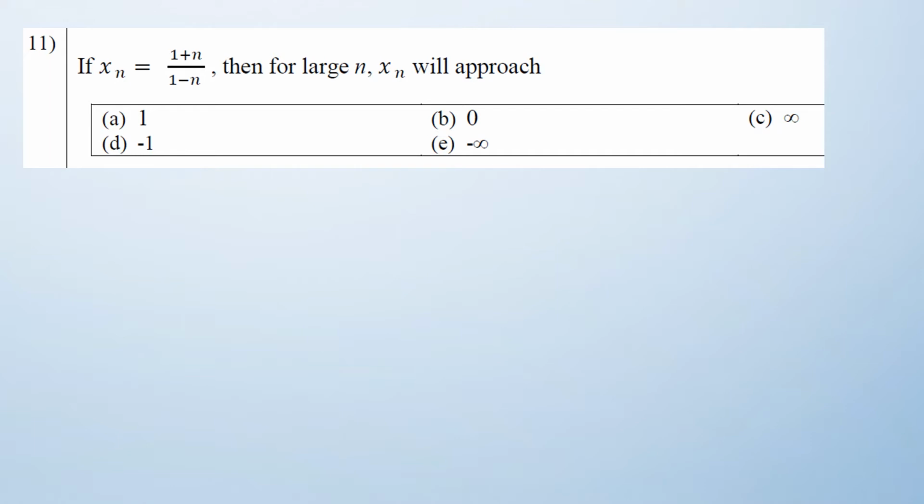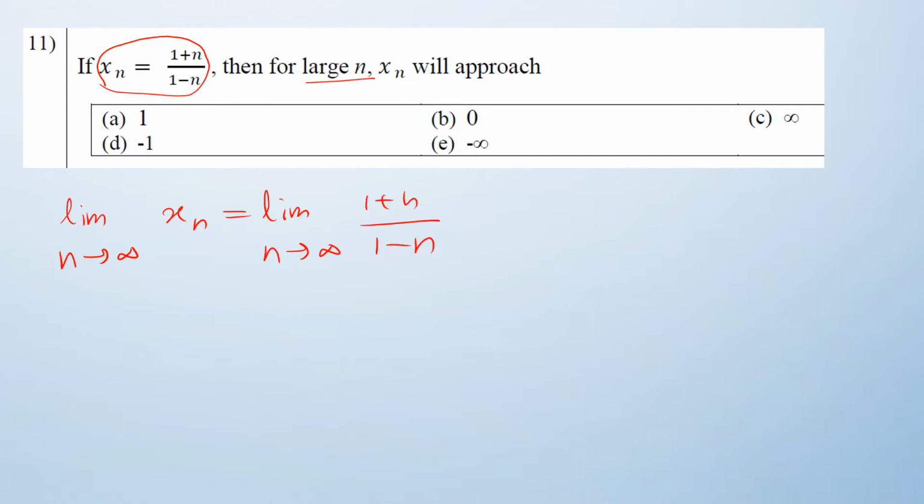Question number 11. Here we have to consider the limit of this when n goes to infinity. That means the limit as n goes to infinity of xn equals the limit as n goes to infinity of (1 plus n) over (1 minus n). Before any simplification, first just imagine what will happen when we replace all the n terms by infinity.